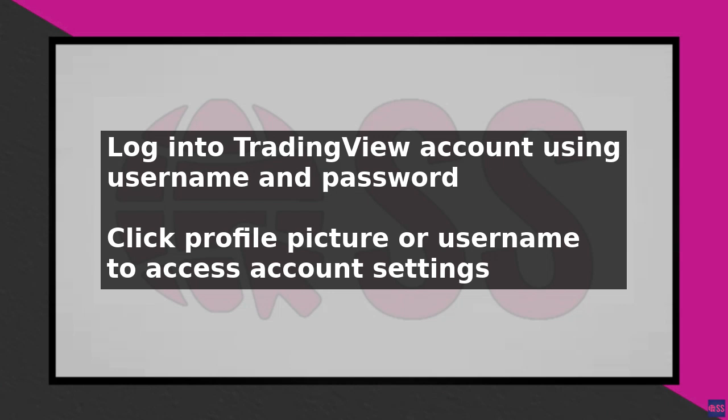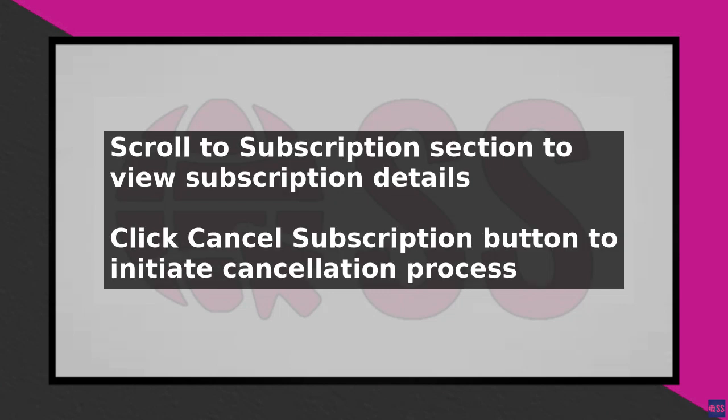Scroll down to the subscription section, where you will see the details of your current subscription, including the type of subscription and the date it will expire. Look for the Cancel Subscription button, which is usually located below the subscription details. Click on this button to initiate the cancellation process. You may be prompted to confirm that you want to cancel your subscription. So click Yes or Confirm to proceed.